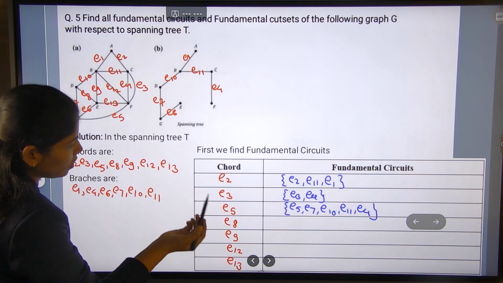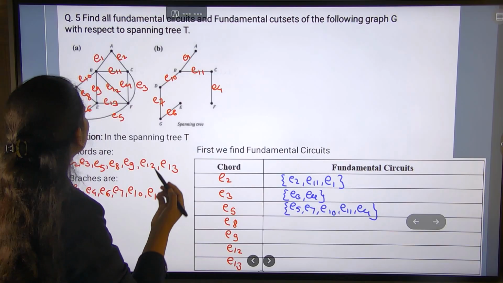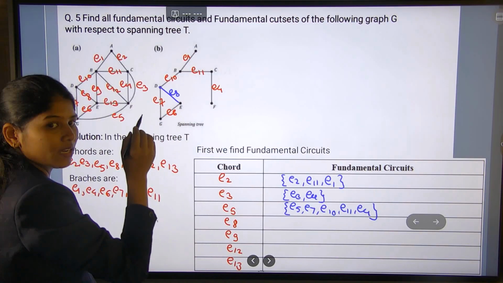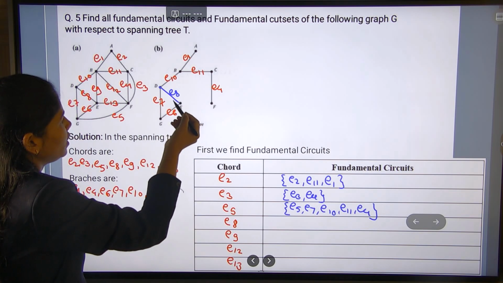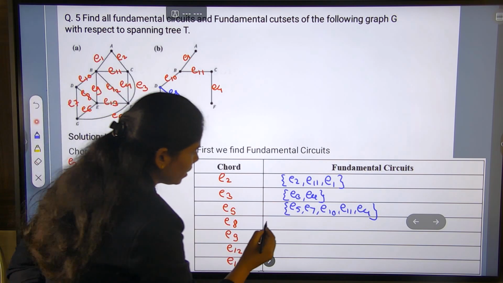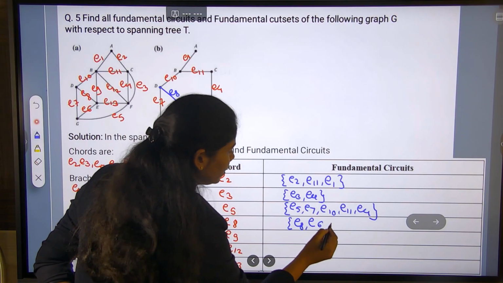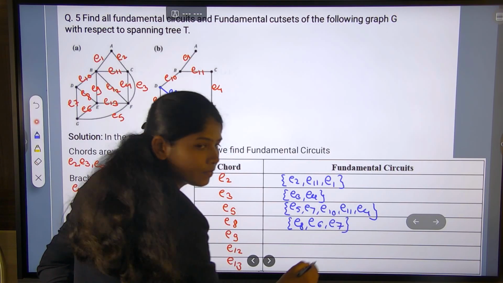Then the next chord is E8. If we join this E8, we get here one cycle having edges E8, E6 and E7. So write down here E8, E6 and E7.